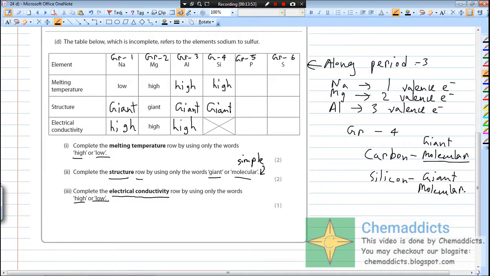So this actually means a simple molecular structure, and giant can be a giant metallic structure or a giant covalent structure. Since these are all metallic up to aluminium, we have written giant. And for silicon, since it exists as a giant covalent structure, there is no such thing as molecular. Yeah, I know, sorry for my mistake. Covalent.